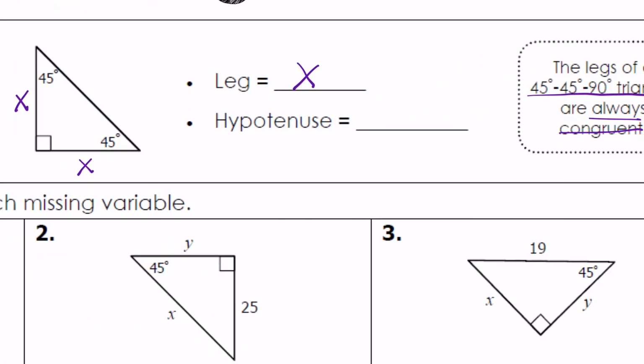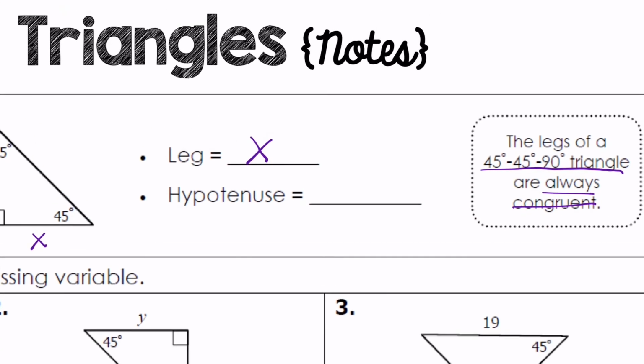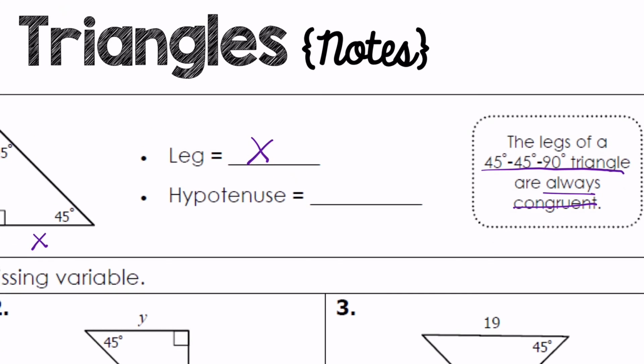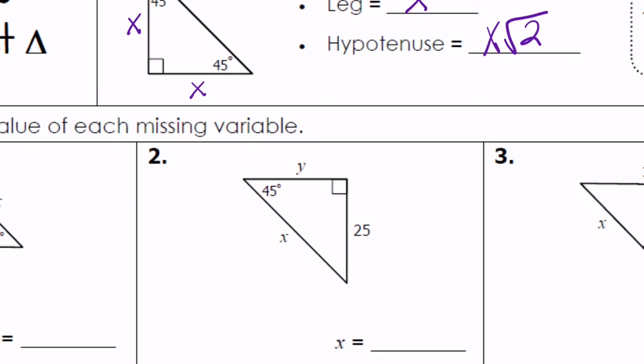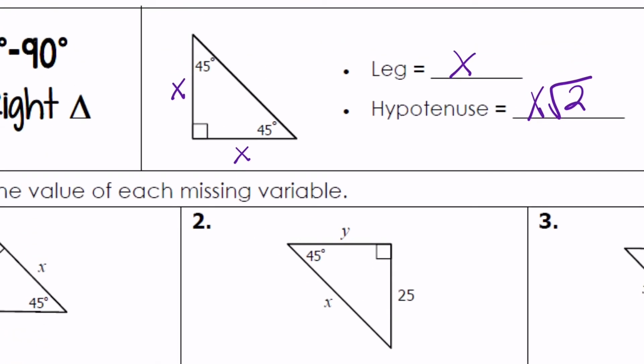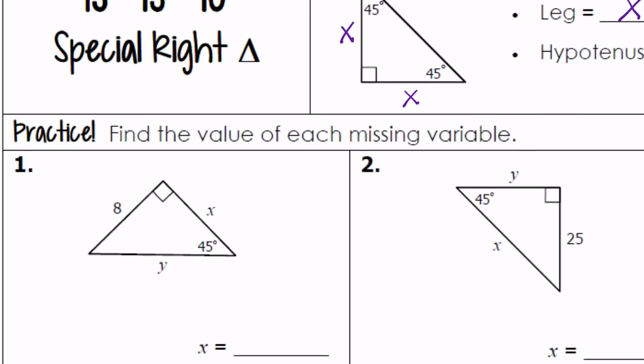So either of my legs can be x. They're both going to be x. They're equal, okay? And the cool thing about that is if I know my leg, then my hypotenuse is x times the square root of 2. So I can use this knowledge for special circumstances in these special triangles. So let's look at number 1.